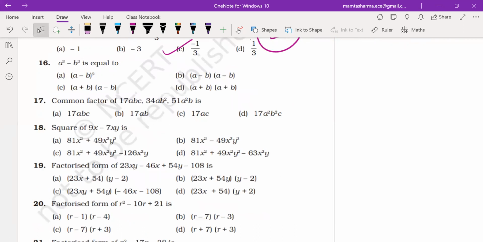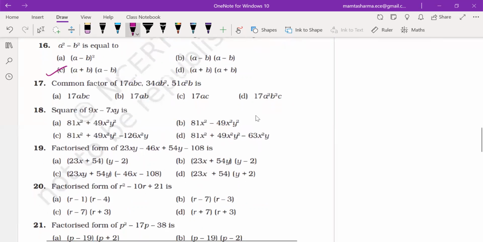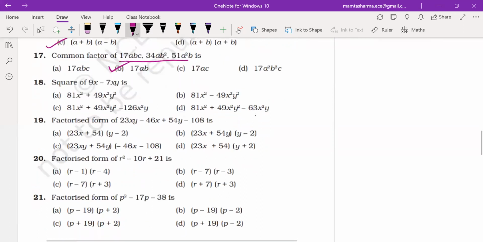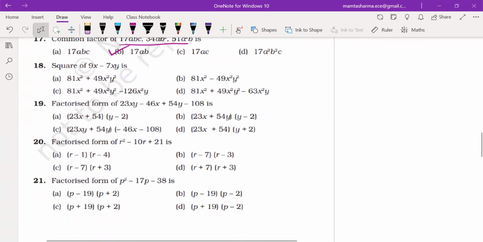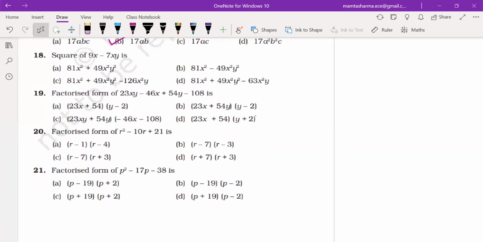The 16th one is C. Okay, C. Yes, ma'am. For the next one, it is 17, AB. 17 is common and AB is common. Correct. Yes. Next. Ma'am, D.